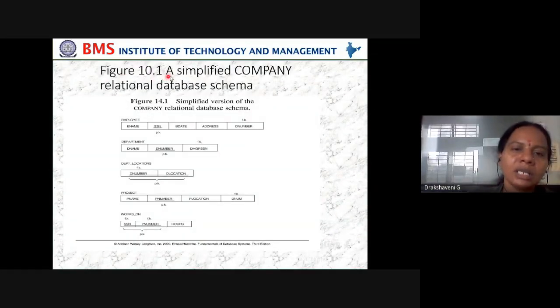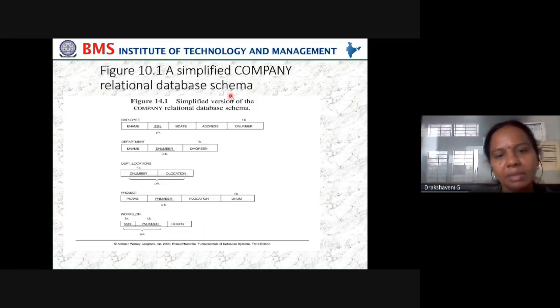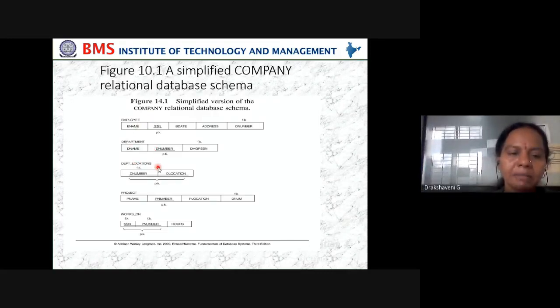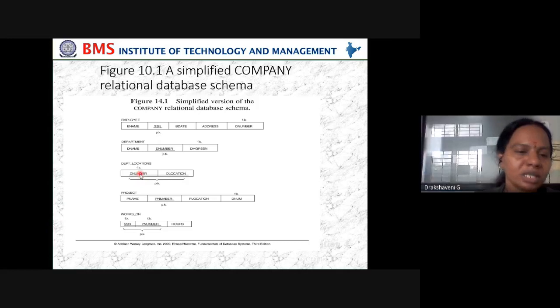Then we can see a simplified company relational database schema: employee, department, department location, project, works on. In the employee table, we have a primary key and a foreign key. In the same way, in department, we have a primary key, the D number, and in department location, we have a primary key made of D number and D location together, whereas D number is referred from the department table, so it is a foreign key.